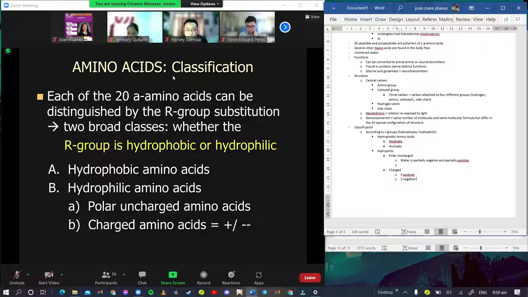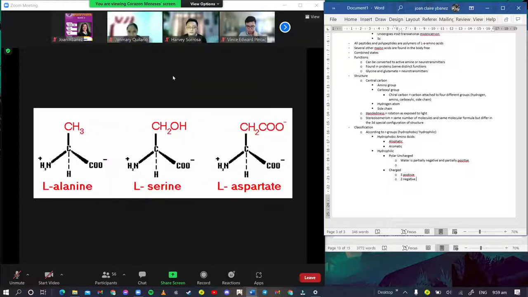Okay, let's go on. L-alanine, which consists of a methyl R group, an alkyl group, is hydrophobic. Serine, which is the CH2OH, is polar because of the OH. Aspartate is the negative amino acid because there is the COO negative in the R group.